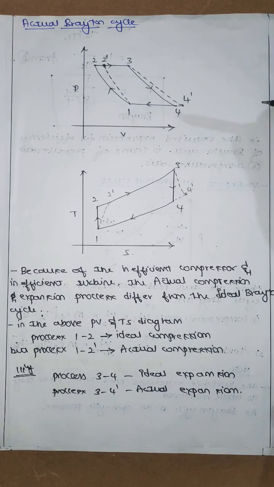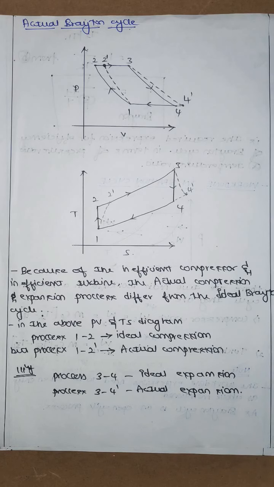So in this particular topic, we will be discussing the difference between the ideal Brayton cycle as well as the actual Brayton cycle. From all the previous concepts, we never came across the actual cycles, is it? We only studied the ideal cycles. It might be your Otto cycle, diesel cycle, or any other cycle. We just studied the ideal form of it.